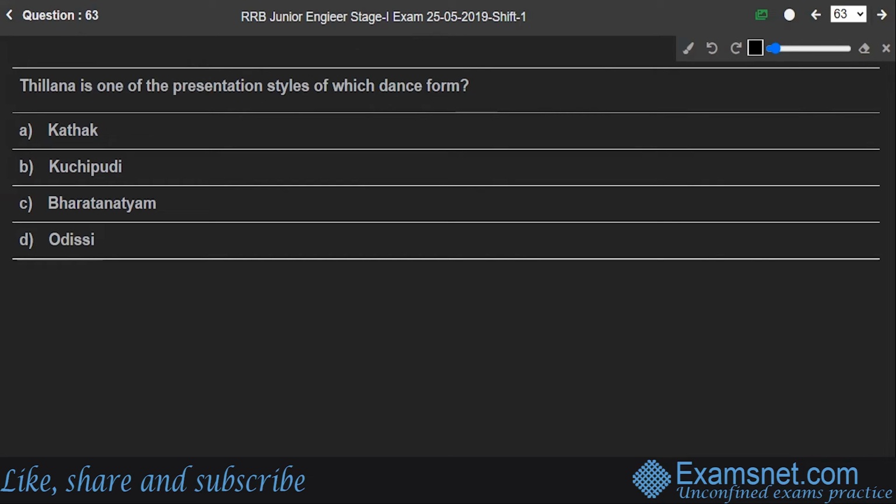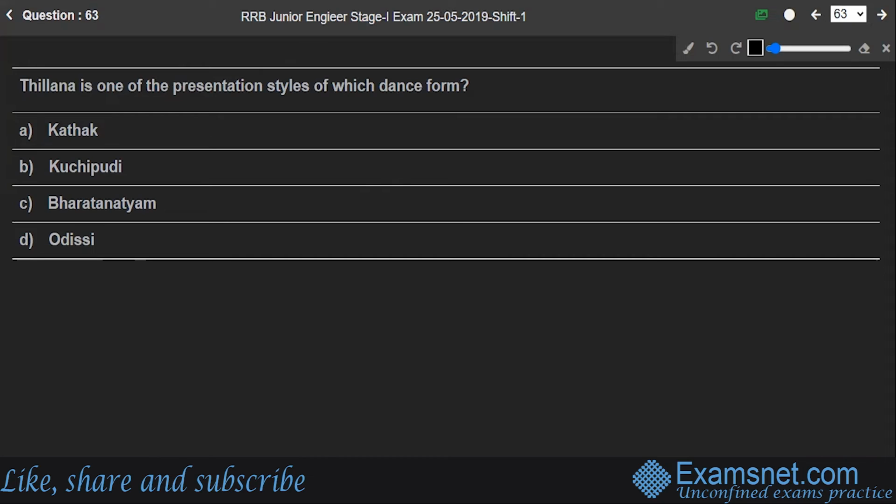Tilana is one of the representation styles of which dance form? Kathak, Kuchipudi, Bharatnatyam, or Odissi? Tilana is an element of Bharatnatyam, which is the concluding stage of the performance. Other elements of Bharatnatyam are Alaripu, Jatiswaram, Shabdam, Varnam, Padam, Jwali. Bharatnatyam is the oldest classical dance of India. According to the Sangeet Natak Academy, there are 8 classical dance forms of India.